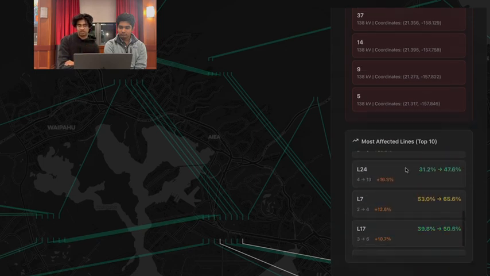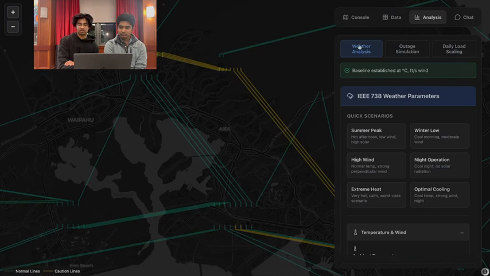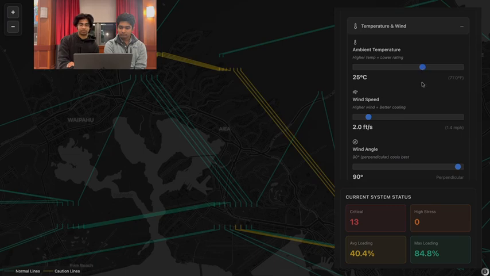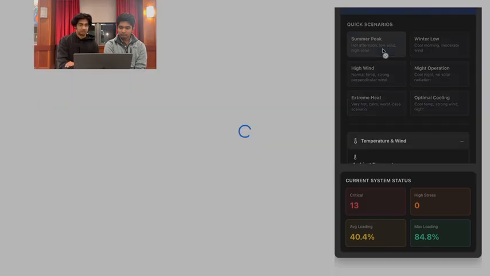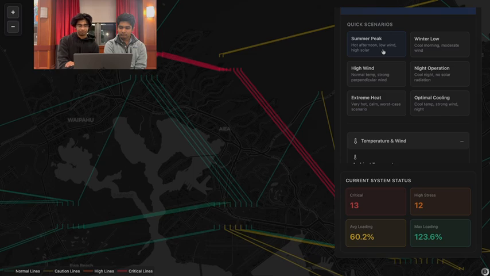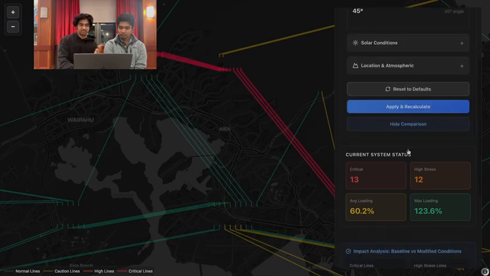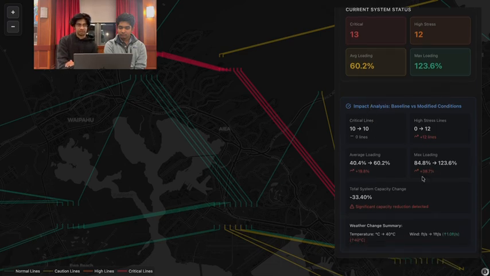Another way we could also test for stress on the system is doing weather analysis. This also comes with some AI-generated quick scenarios, along with a more customizable drop-down of temperature. Let's say we want to see summer peak. This will show us then a comparison with the baseline, where we can look at the current system status, the average loading, and how much has changed from previous temperatures.